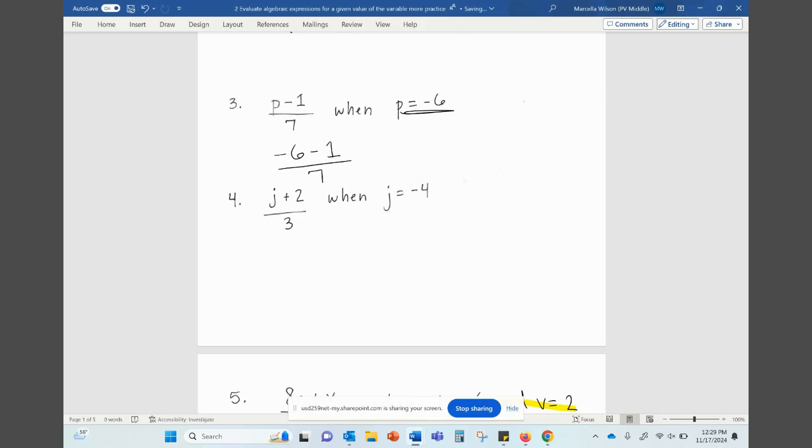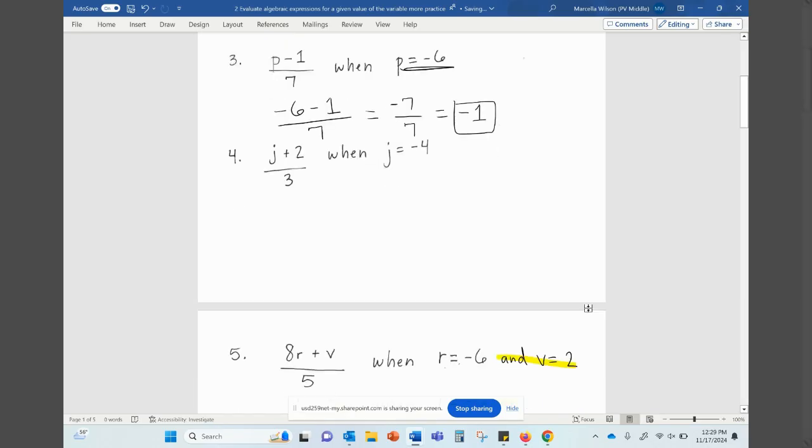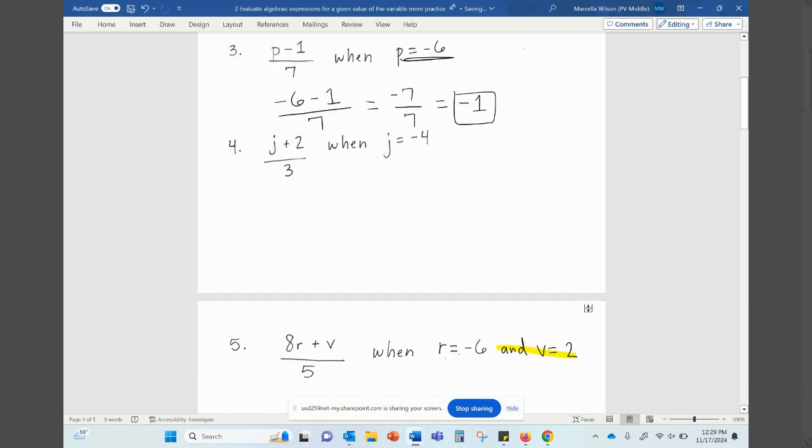Now, I like to do what's in the numerator first. So we're going to do -6 minus 1, which is -7. So I end up with -7 divided by 7, because remember the fraction bar means division. So -7 divided by 7 equals -1. All right, number 4 looks a lot like number 3, so I'll let you do that one.